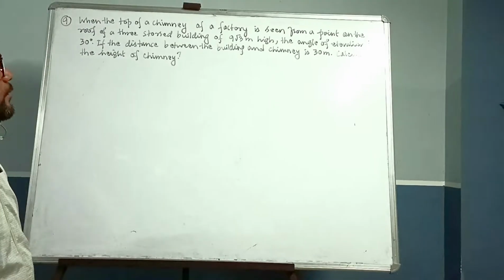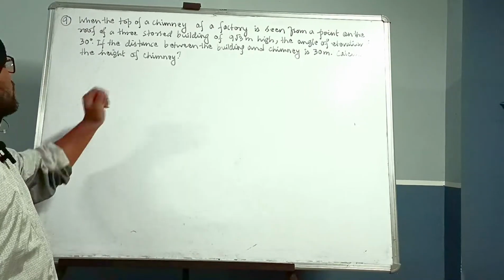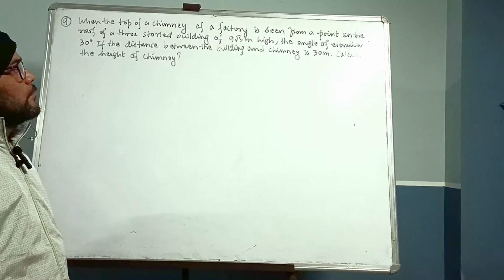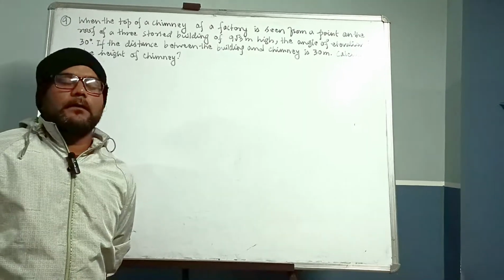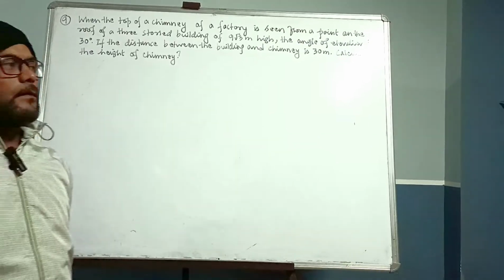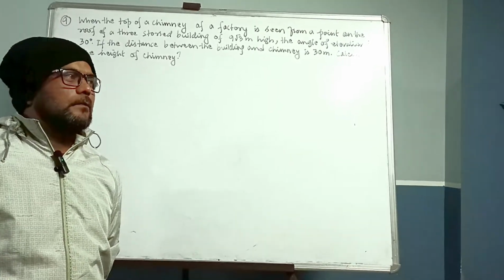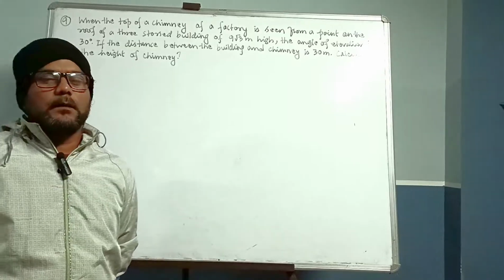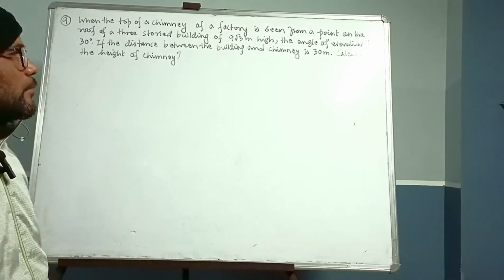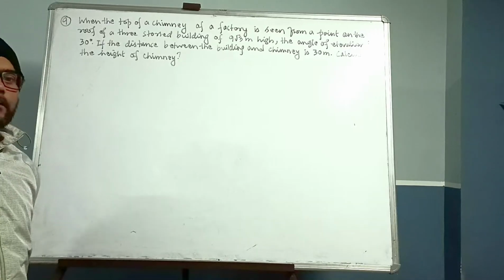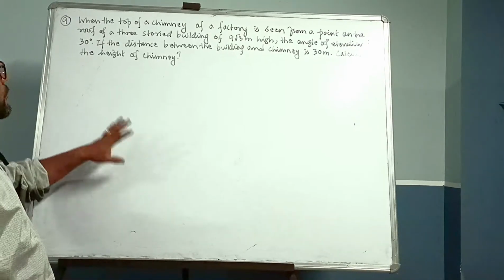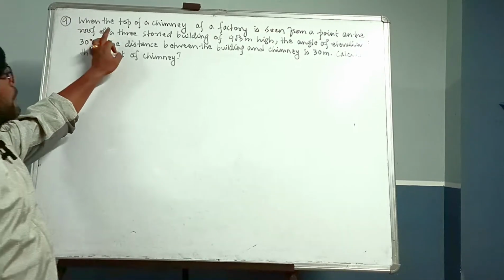So students, now just see question number 9. From your book, question number 9, question number 11, and question number 22 are similar types of questions. So just see the question.